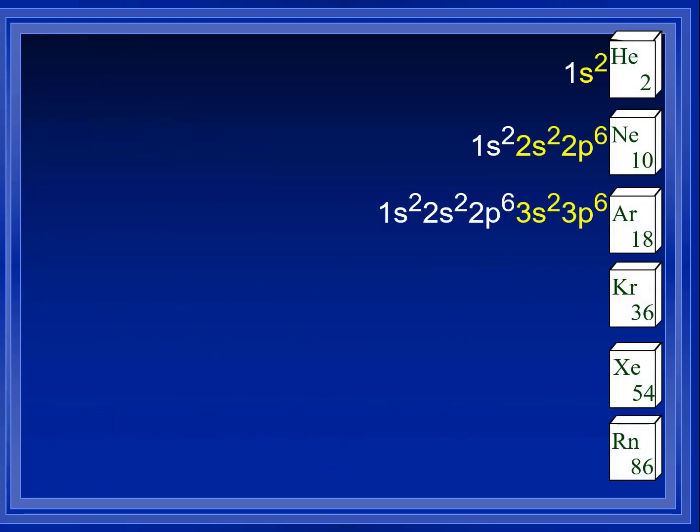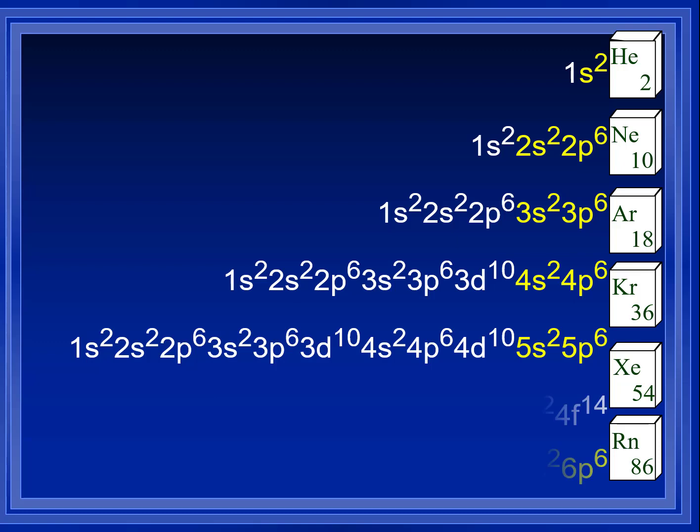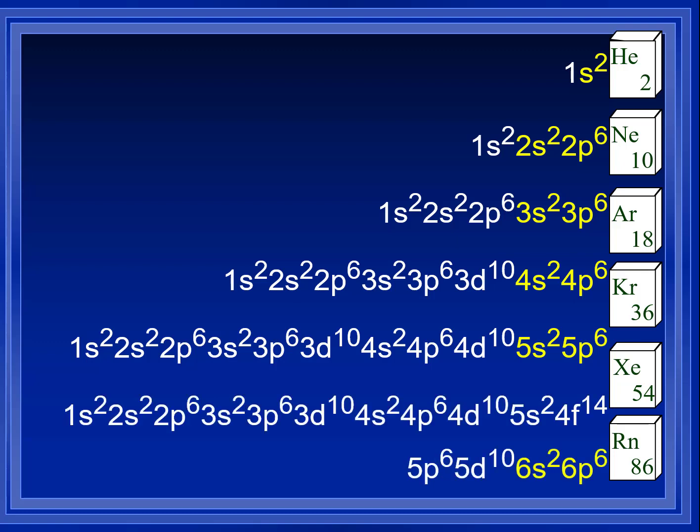At the other end, if I do the noble gases, helium's 1s2, neon's 1s2, 2s2, 2p6. Argon is 1s2, 2s2, 2p6, 3s2, 3p6. I group them by energy level because you can see that they all end in s2p6, except for the first one. Why does the first one not end in s2p6? So, what can we say is true about all the noble gases?